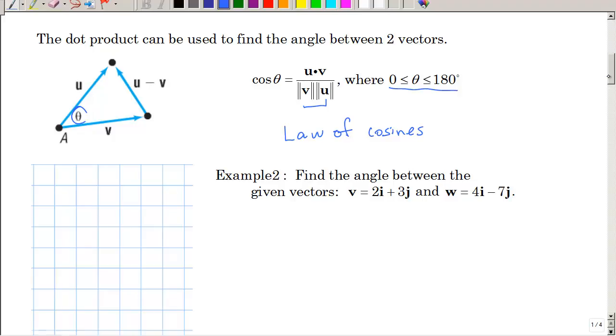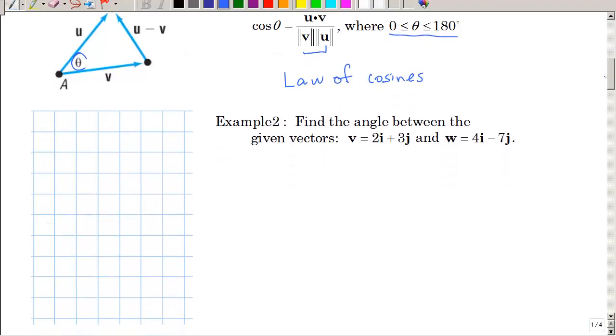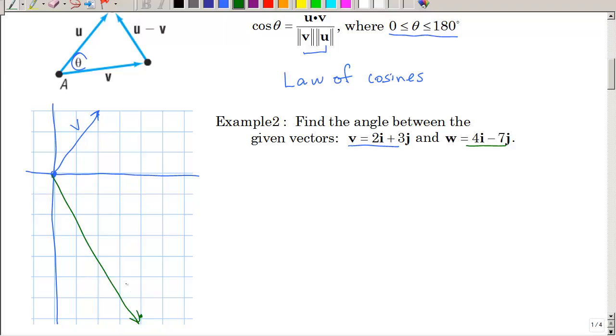Let's look at our second example, which asks us to find the angle between the two given vectors. I've given you some graph paper just so you can look at it on a graph. So I'm going to take an xy system and go ahead and graph v. That's also good practice. So if I take that to be the origin, v is over 2 and up 3. So that's vector v. And then w would be over 4 and down 7. And what I'm asking you to find is that angle right there, theta.